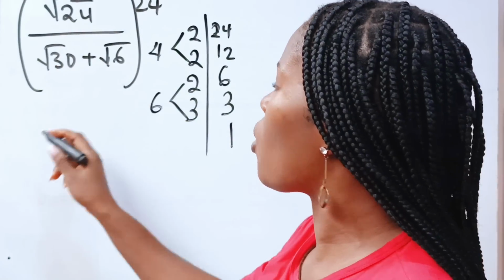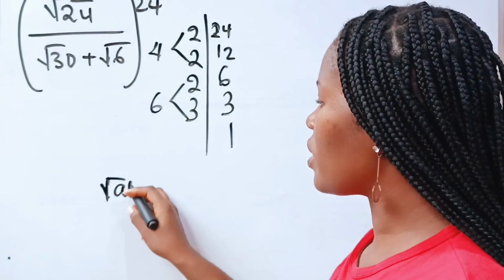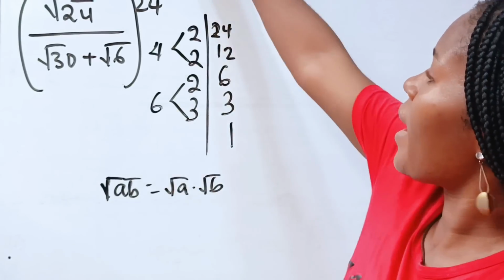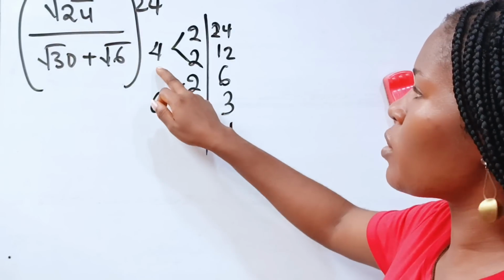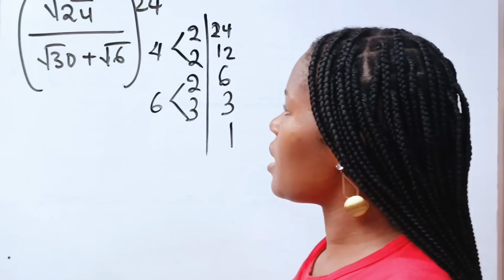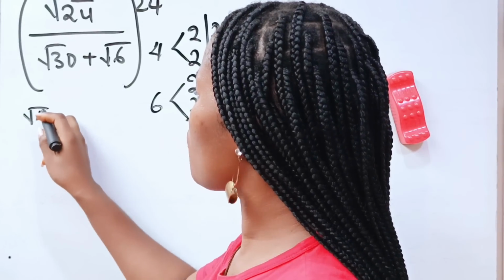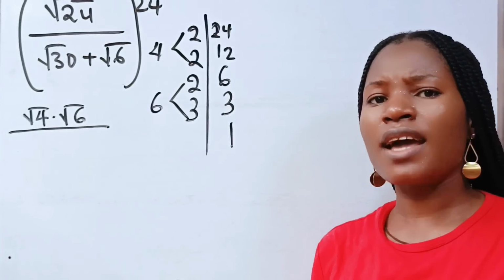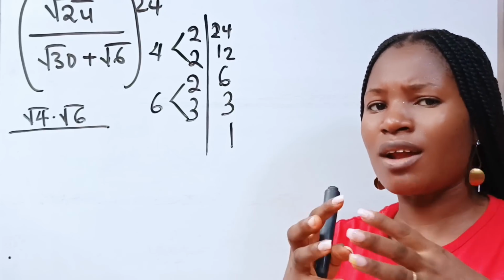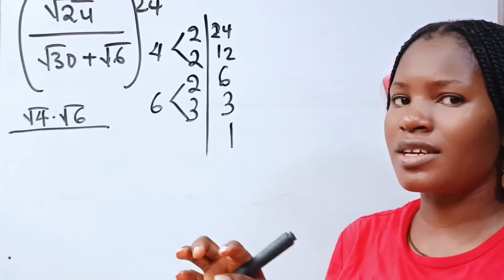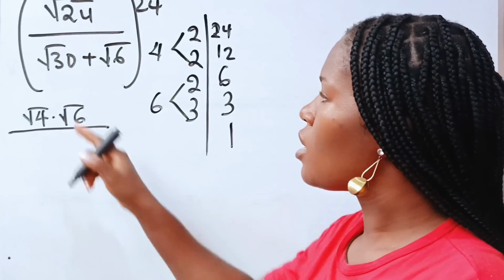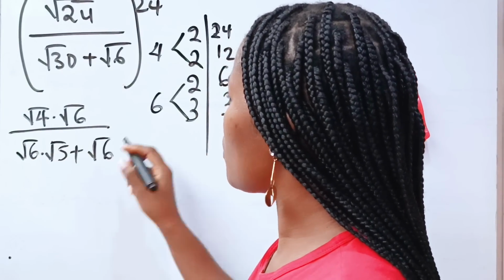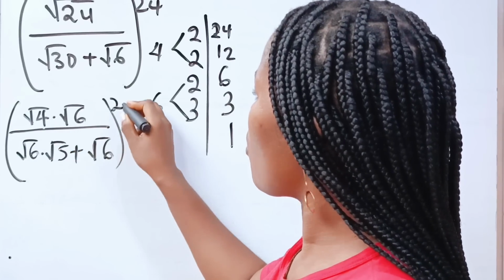So I will replace root 24. Remember that root AB in surd is equal to square root of A multiplied by square root of B. So I can express root 24 as square root of 4 multiplied by square root of 6. Do you understand? So I'll now rewrite this as square root of 4 multiplied by square root of 6, divided by now 30. For 30, there is no perfect square that you can multiply with another number to get 30. So we go ahead and express 30 as root 6 times root 5. So we express this as root 6 multiplied by root 5 plus root 6 as well. Now everything is raised to the power of 24.